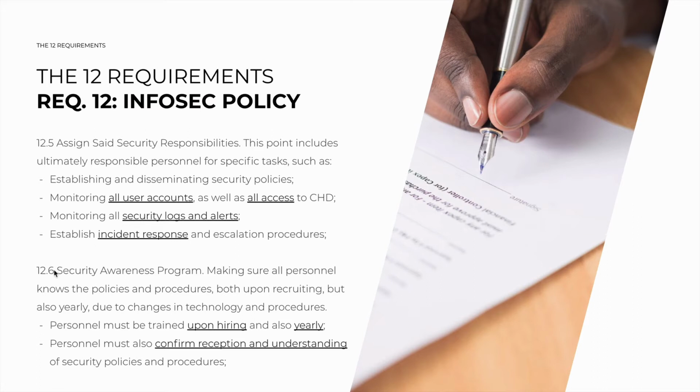Then, 12.6 is about having a security awareness program in the company, making sure that all personnel knows the policies and procedures, both upon recruiting, which is the starting point, but also yearly due to changes in technology and procedures. So they have to be trained not just upon hiring, but also yearly, very much for the same reasons as for other requirements. And here's the thing, personnel must also confirm reception and understanding of security policies and procedures in a written format. They have to know what they're getting into, of sorts.